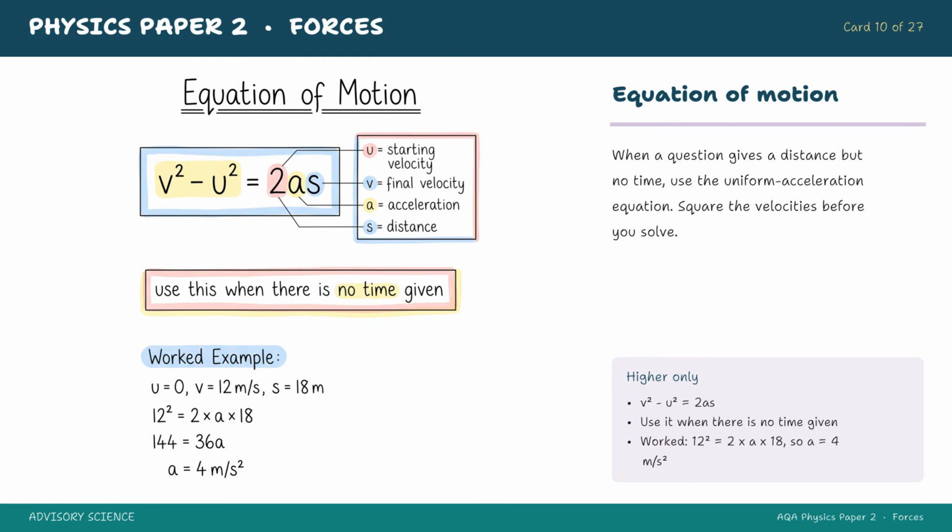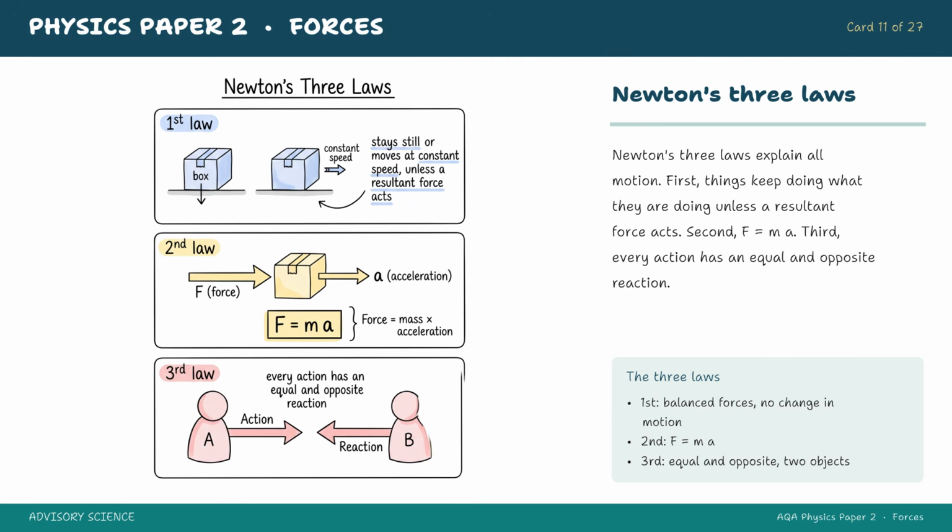How do we explain these graph lines? Newton's laws explain motion. Newton's first law states an object will keep doing exactly what it's already doing unless an unbalanced leftover force acts on it. If an object is sitting still, it stays still. If an object is already moving, it keeps moving at the exact same constant speed in a straight line. The second law defines force as mass times acceleration. F equals ma. The third law states that for every action, there's an equal and opposite reaction.